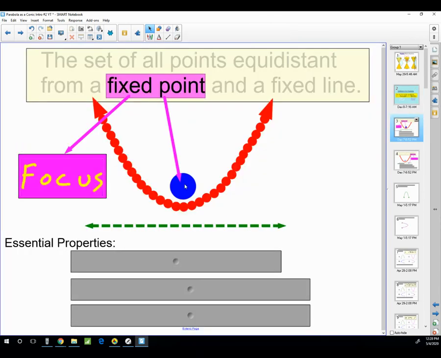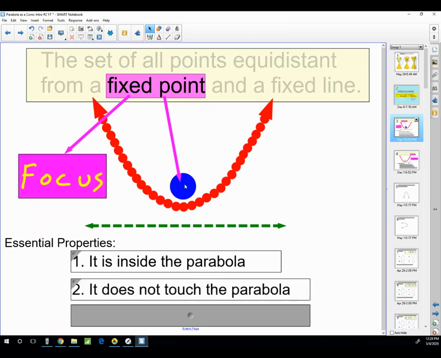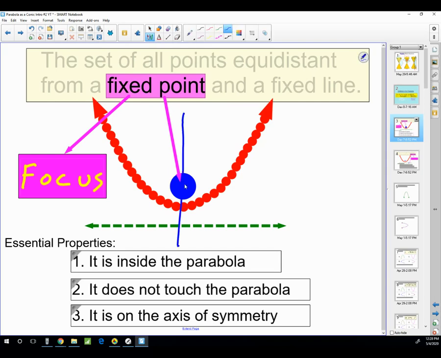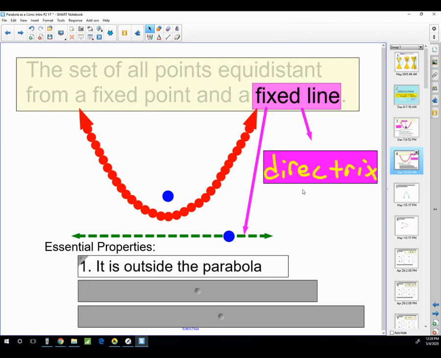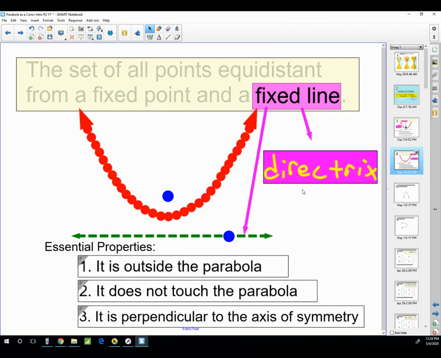It has some properties. They are these. It is inside the parabola. It does not touch the parabola. It is on the axis of symmetry there. The directrix is the line that we're talking about, and it is outside the parabola, does not touch the parabola, and is perpendicular to the axis of symmetry. It is this line right here.